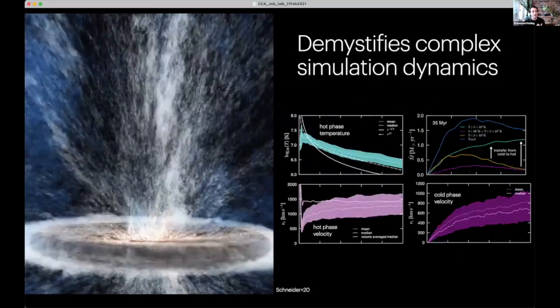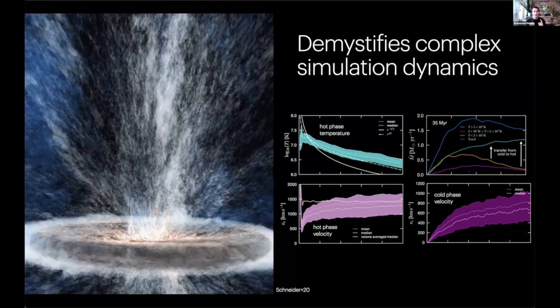One is it helps us understand some simulations like this one here. This is a really incredible simulation done by a dear friend of mine, Evan Schneider. This simulation cost 100 million CPU hours. It was a monolithic effort to simulate one idealized galaxy and try to do it at high enough resolution that you could resolve the clouds.